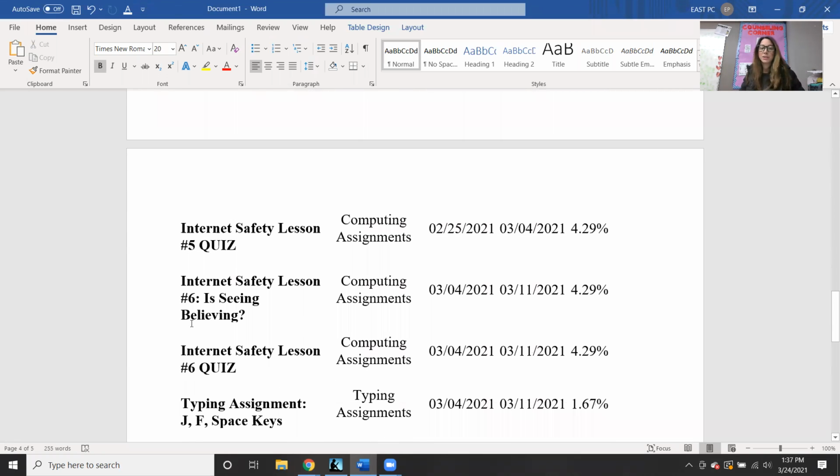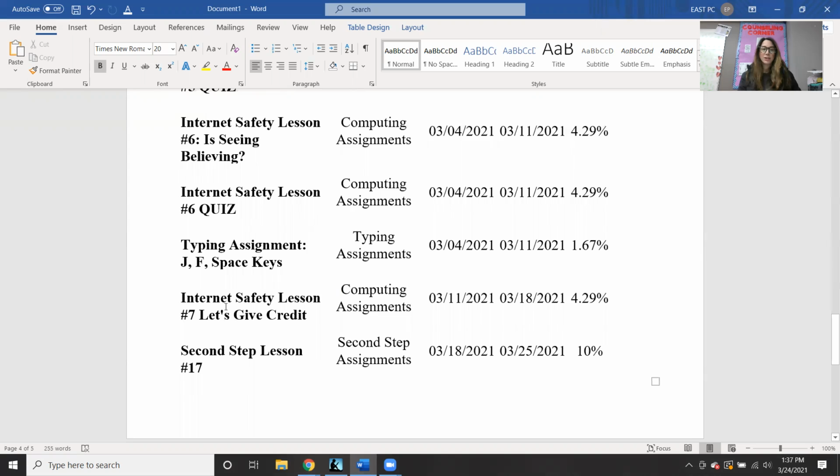Internet safety lesson number 6 is seeing believing. We looked at all those pictures and you guys had to make comments on them. And then there was lesson 6 quiz. And then internet safety lesson number 7, let's give credit, where we learned about giving credit. There was no quiz that week.